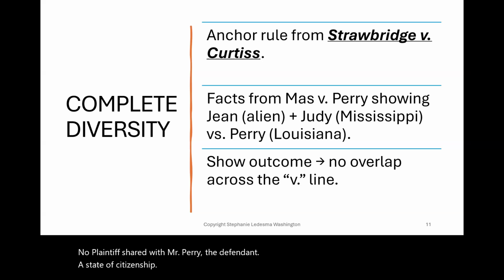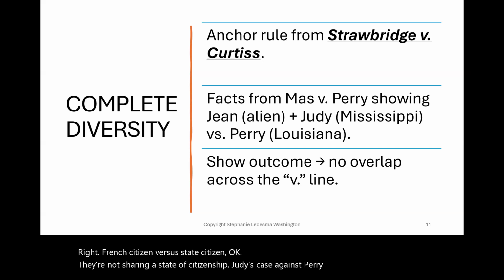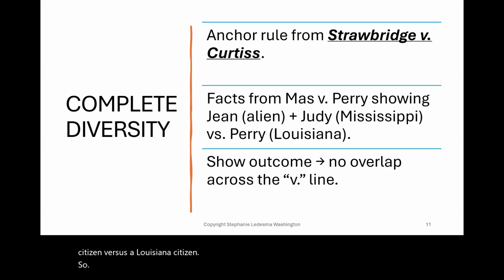No plaintiff shared a state of citizenship with Mr. Perry. Got it? For Jean Moss, the case was alien versus state citizen, right? French citizen versus state citizen. Okay. They're not sharing a state of citizenship. Judy's case against Perry stood as a Mississippi citizen versus a Louisiana citizen. So they're not sharing the same state of citizenship.